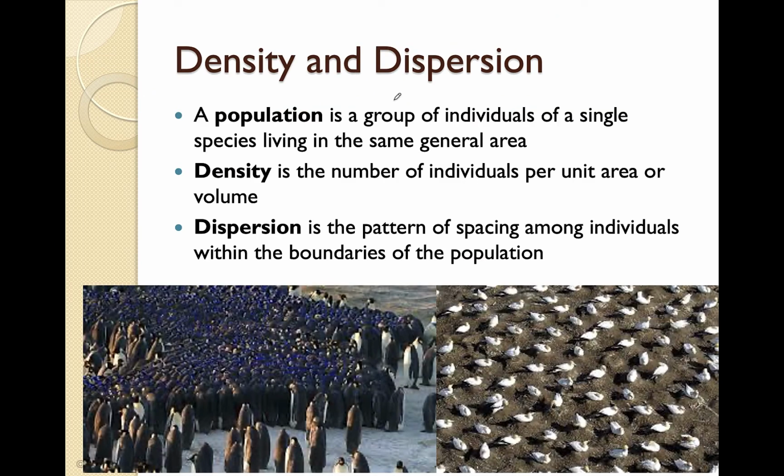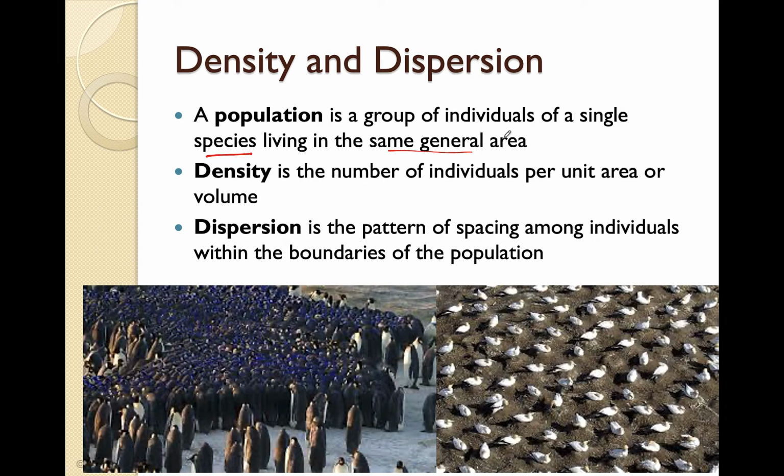So what is a population and how do we study it? A population is a group of organisms of the same species that live in the same general area. Typically, we define a population as a group of interbreeding individuals within a single species.